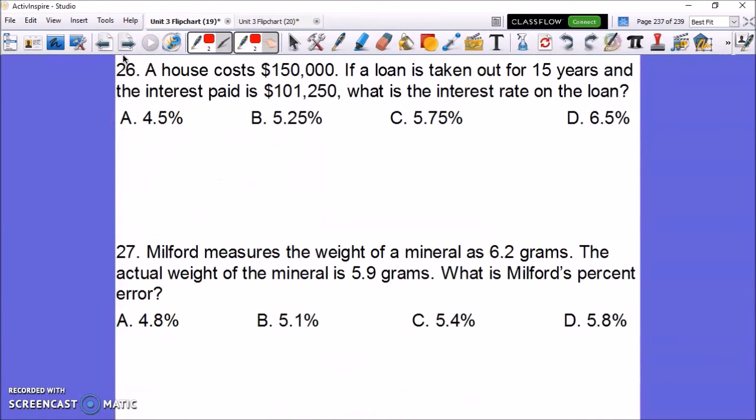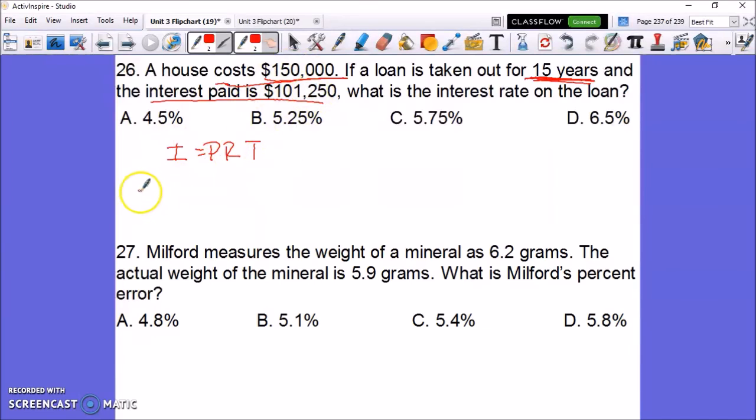26. A house costs $150,000. If a loan is taken out for 15 years and the interest paid is $101,250, what is the interest rate on the loan? So we know that's our principal, how much it costs if the loan was taken out. We know that is our years, so that's our time, and then this is our interest. So our equation is interest is equal to principal times rate times time.